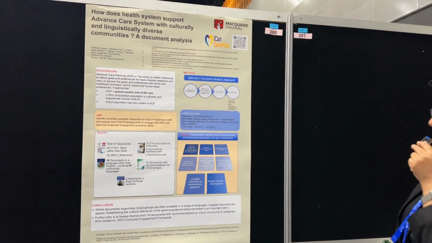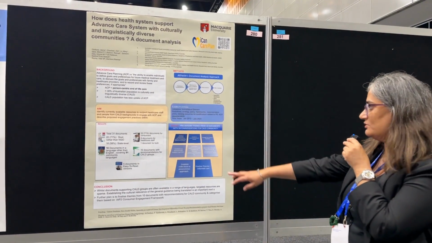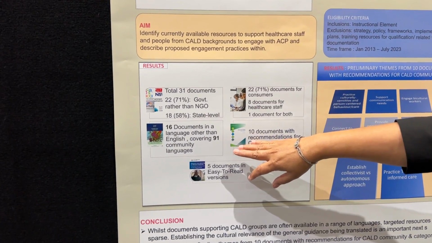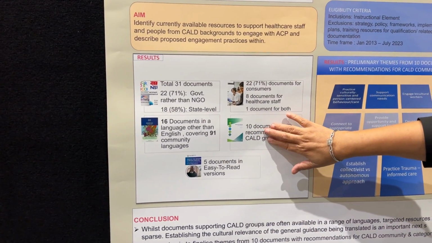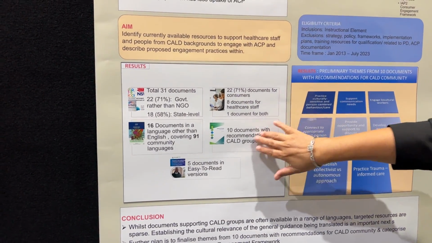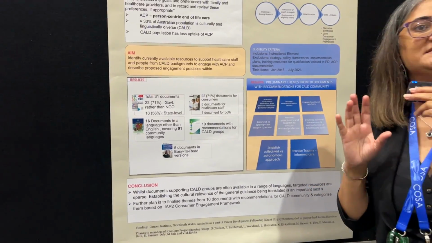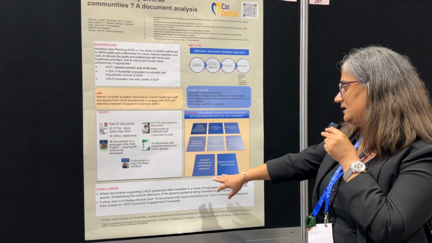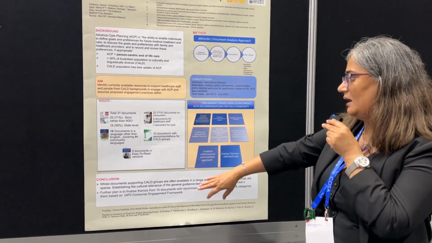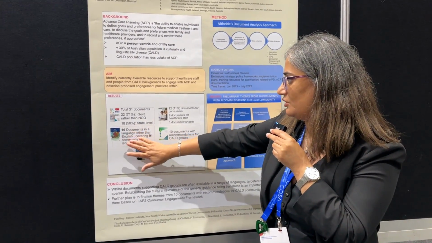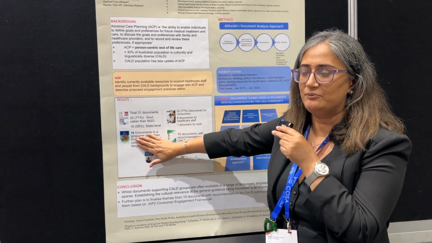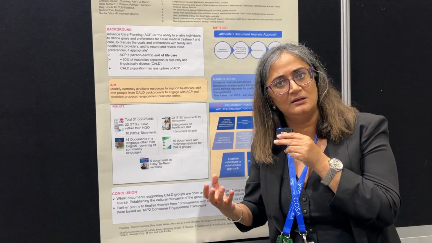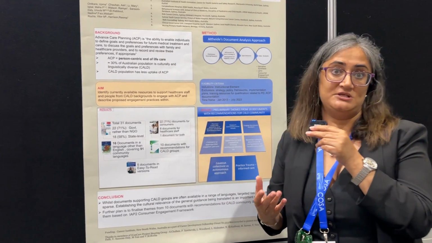So our conclusion was that we have a large number of these documents which are available in languages. Actually, only 10 of them have some recommendations. Others are only mere translations of the original English documents. And among these 16 documents which are there in other languages, are they considering cultural relevance at all? It can be a good next step for research.